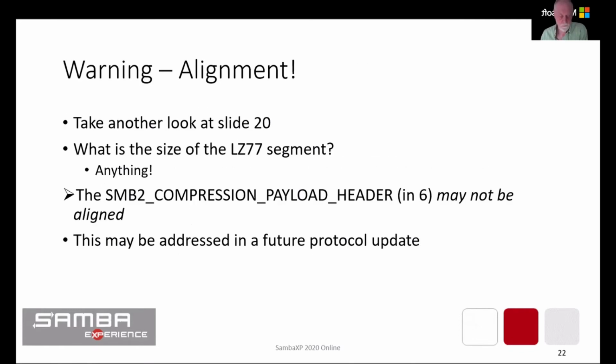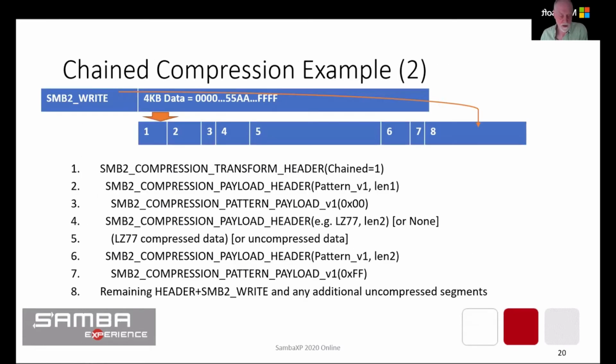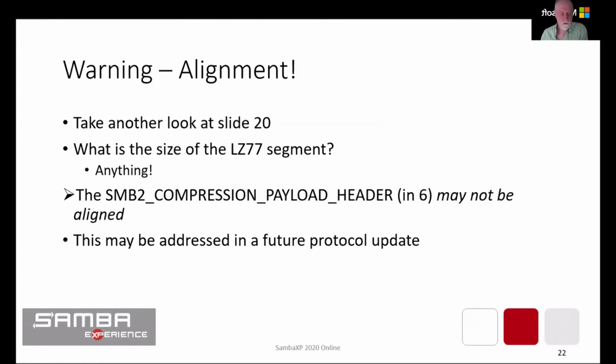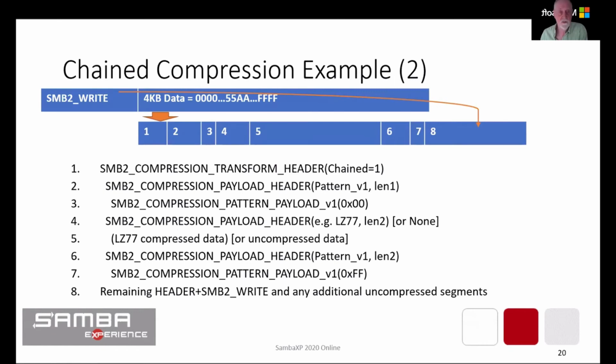Warning, alignment. Taking a look at slide 20. So we go back 2 slides, and we look here at item 5, LZ77 compressed data. We see it sitting here in the middle of other structures, right? We've got payload headers, payload headers, payload headers, and so on. Well, how big is that segment? The answer is, it could be anything. It could be whatever the compression algorithm returned. Could be 3 bytes, could be 367 bytes. We don't know. So the compression payload header that follows it, there in block number 6, could be unaligned.